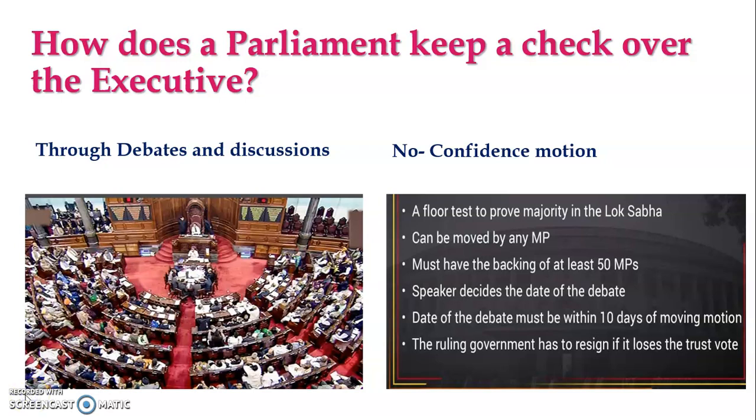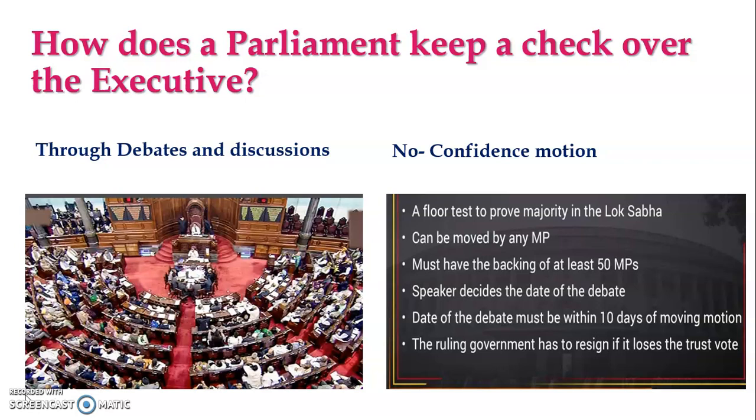No confidence motion is one of the most effective ways to keep a check on the Council of Ministers. It is a floor test to prove majority in the Lok Sabha. No confidence motion can be moved by any member of parliament, but it must have the backing of at least 50 members of parliament. The Speaker decides the date of the debate, and the date of the debate must be within 10 days of moving the motion.